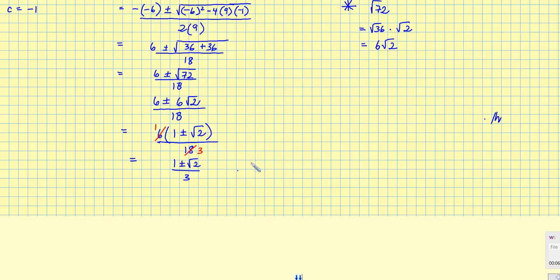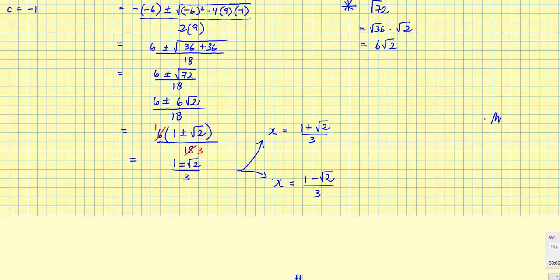Now again, keep in mind that there are two answers in this particular case, one of them being 1 plus the square root of 2 all over 3, or the other case being 1 minus the square root of 2 all divided by 3, and that would give me my possible values of x. Okay, so that would be one way of solving these problems.